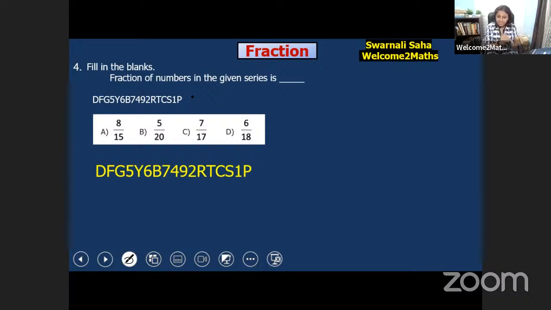Here you can see in this series there are numbers and letters also. What we have to find out is the fraction of numbers in the series. Let me help you some. You have to count all the letters and numbers in the series in total, and then count how many numbers there are. Then just find the fraction, that's all. Try to solve this first, then I will show you the answer.